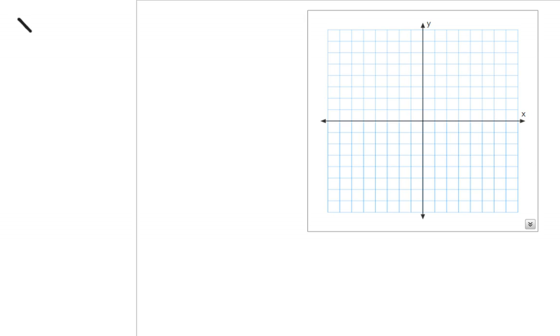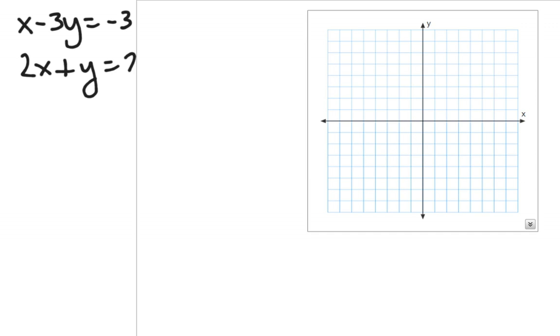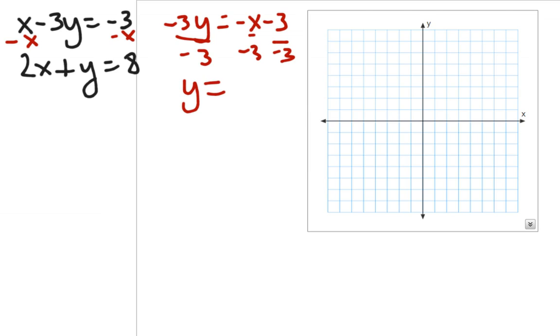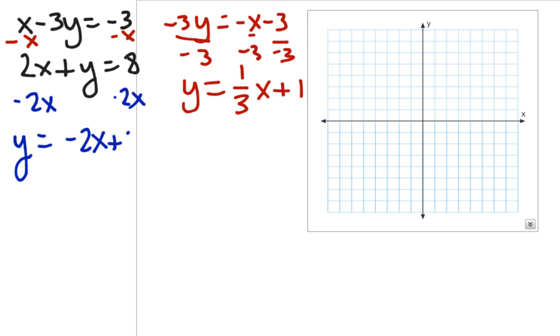Next example we're going to do is x minus 3y is equal to negative 3, and 2x plus y is equal to 8. In this case, neither equation is solved for y. So I'm going to take the first equation and subtract x from each side. That gives me negative 3y equals negative x minus 3. Divide each side by negative 3. And that gives me y is equal to positive 1/3 x plus 1. Second equation, I need to subtract 2x from each side to solve for y. And y is equal to negative 2x plus 8.